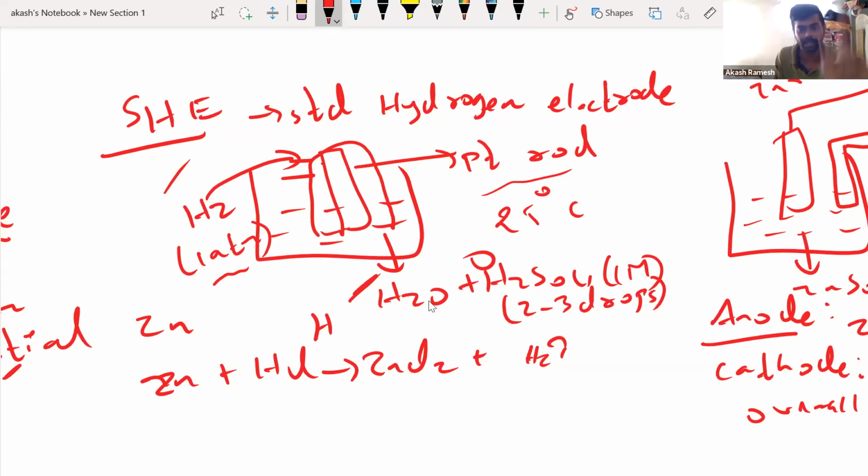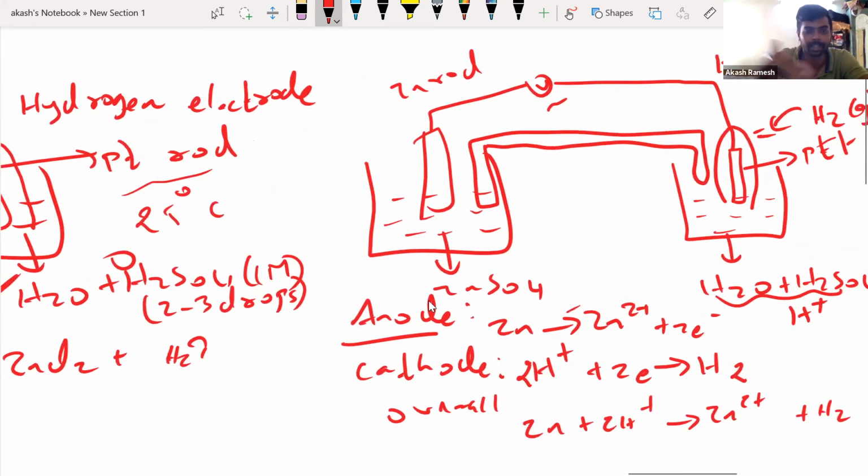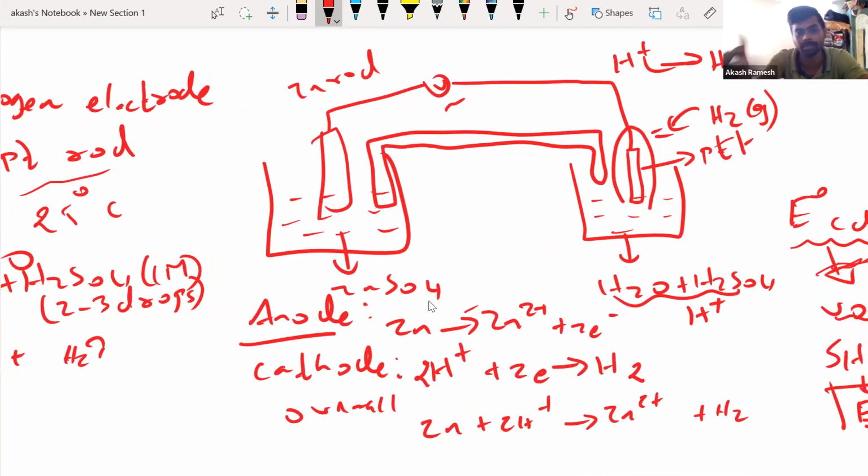Now you take this, along with all the conditions, and you connect it with whatever element you have, say zinc and zinc sulfate, or copper and copper sulfate. Once you connect it, you will be able to find the individual, that is the zinc's or copper's, standard reduction potential. Did I answer your question or no?